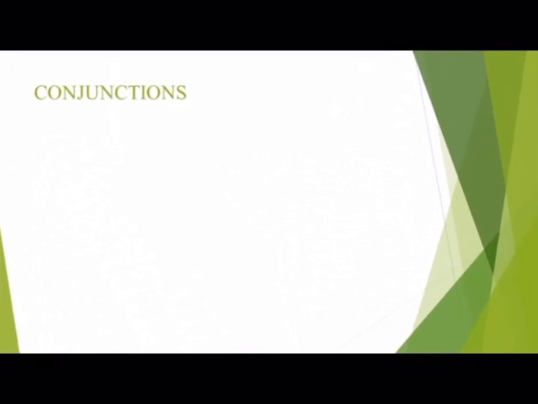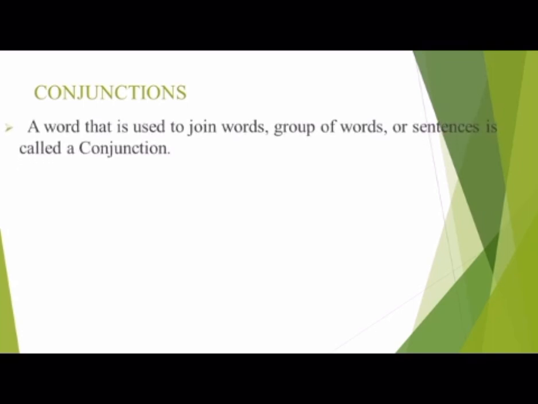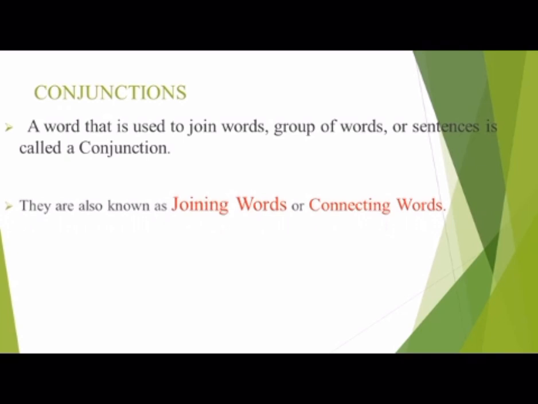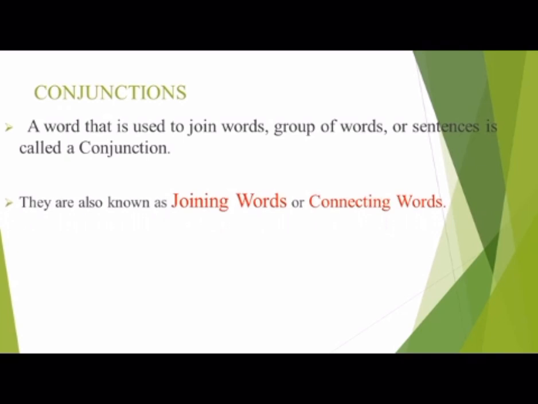Students, today we are going to learn about conjunctions. What is a conjunction? A word that is used to join words, group of words or sentences is called a conjunction. They are also known as joining words or connecting words. Some of the most commonly used conjunctions are and, but, because, or. Now we shall briefly discuss the use of some commonly used conjunctions.